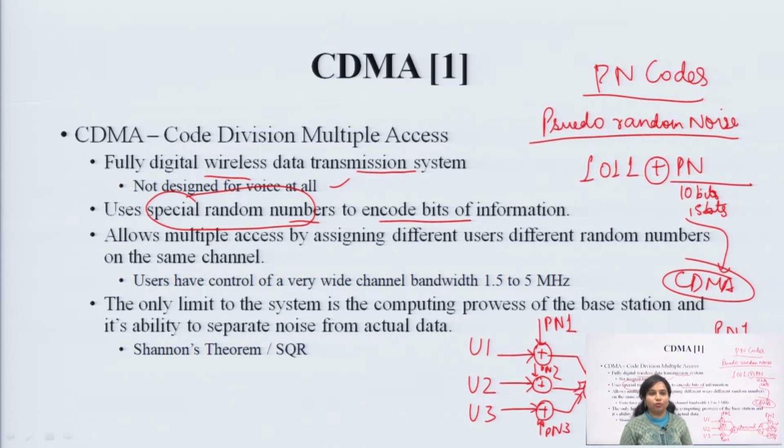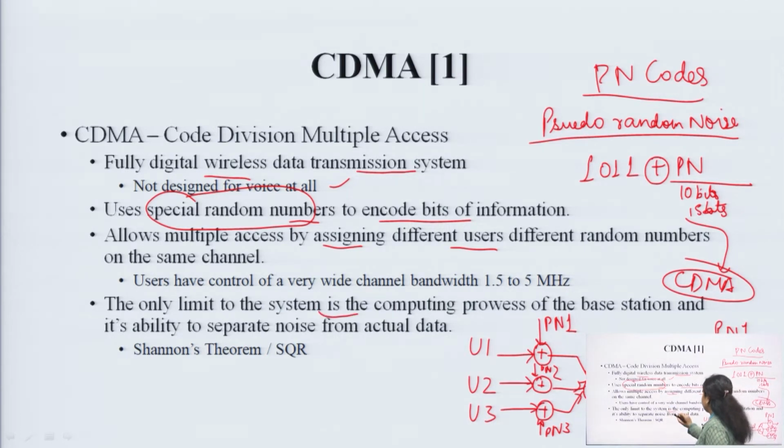So, there is no use of information, it is totally a waste. So, the same PN sequence has to be used at the same user path. Now, it allows multiple access by assigning different users different random numbers on the same channel, which I have said already, like 4 users are there. So, 4 PN sequences will be required. The same PN sequence cannot be used by different users.